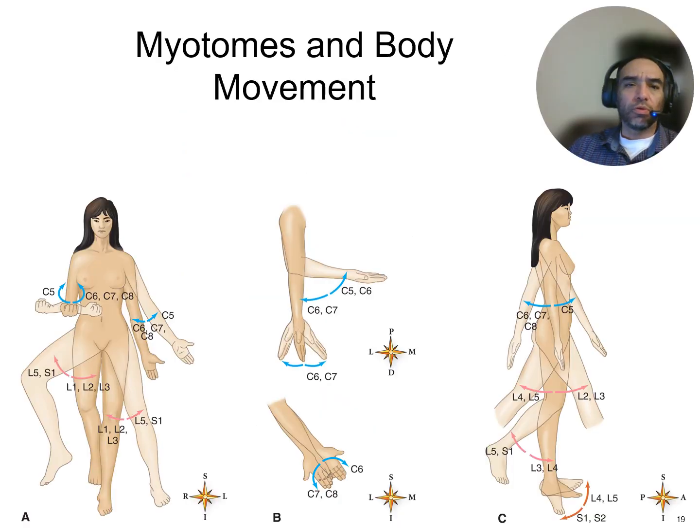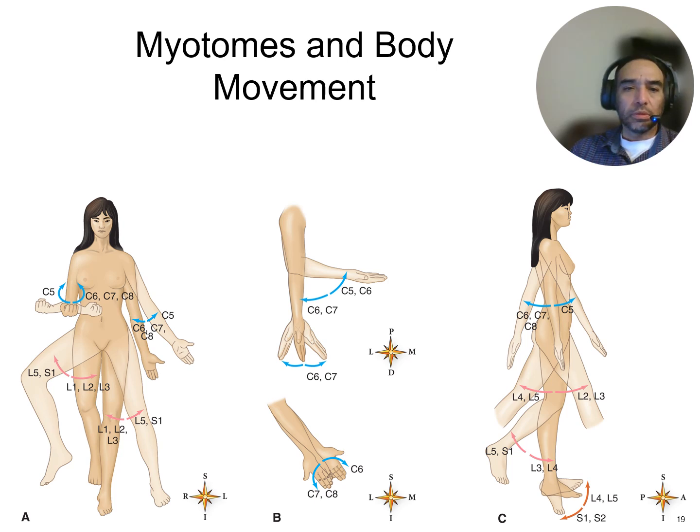All right, this is figure 21-9, again showing myotomes and body movement. This is again from your textbook. Myotomes are skeletal muscles innervated by one or more given spinal nerves. It says these examples show which spinal nerves innervate the skeletal muscles that produce the movements indicated by the arrows. So here we have figure A, B, and C from your textbook of figure 21-9.